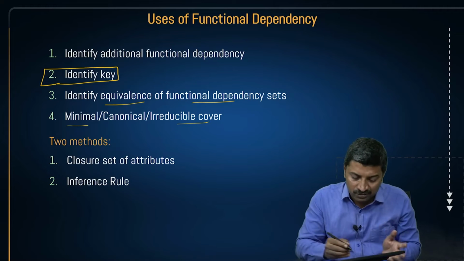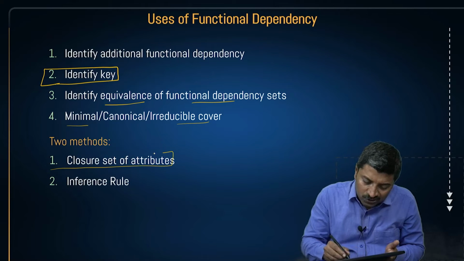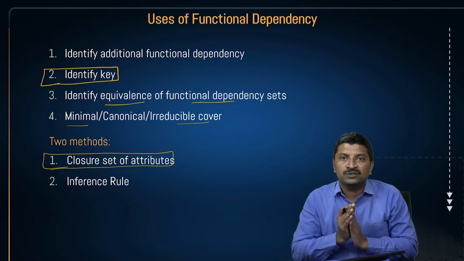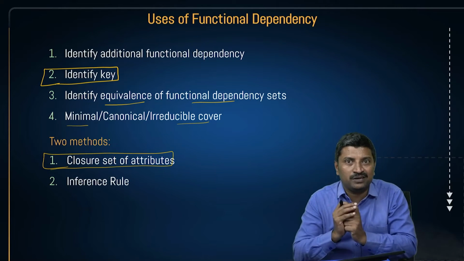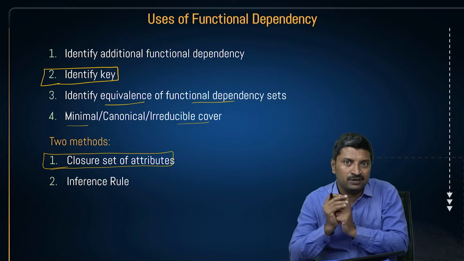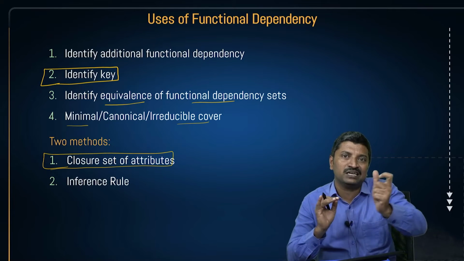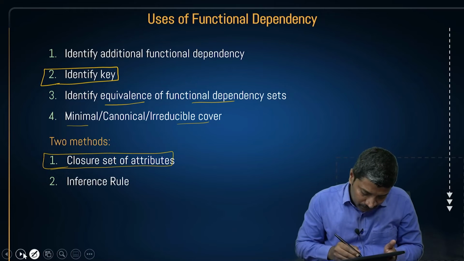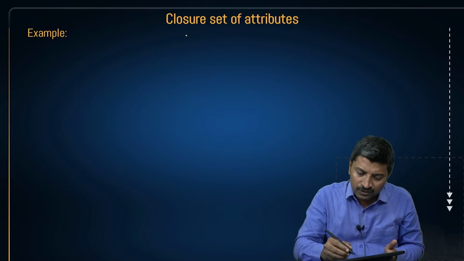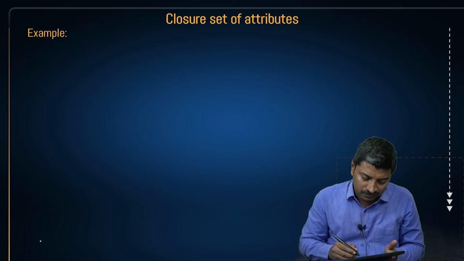In this session, I am going to use closure set of attributes. First I will explain what a closure set of attributes is, then I will explain how we can use this closure set in identifying keys for a given relation. Is that clear? So let us start it. Closure set of attributes.